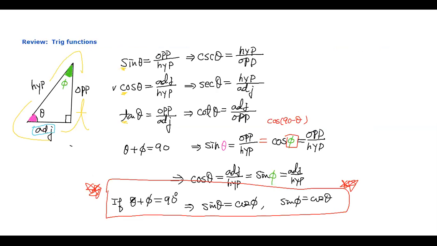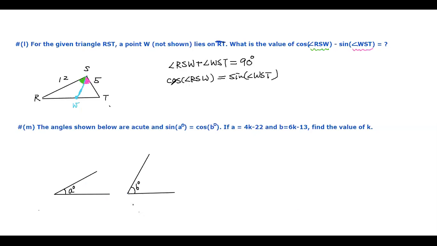If these two angles add up to 90 degrees, so be careful and make sure we know how to use it. If the sine gets one angle and the cosine gets the other angle, then these two values will be the same. Or the sine gets this angle and the cosine gets theta, that'll be the same. So I know the cosine of angle RSW is equal to the sine of angle WST.